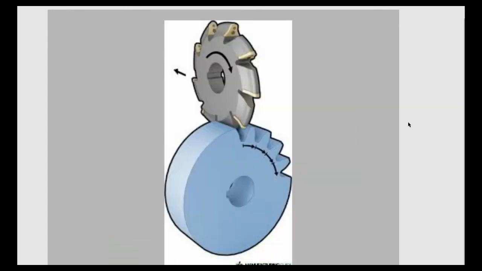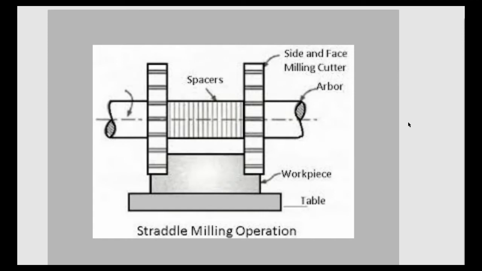Gear cutting is the operation of producing gear teeth on a gear blank using a form relieved cutter in a milling machine. The cutter profile exactly matches the tooth space of the gear. Straddle milling is the operation of producing flat vertical surfaces on both sides of the workpiece using two side milling cutters mounted on the same arbor. The distance between the two cutters is adjusted using spacers. This is commonly used to produce hexagonal or square surfaces.